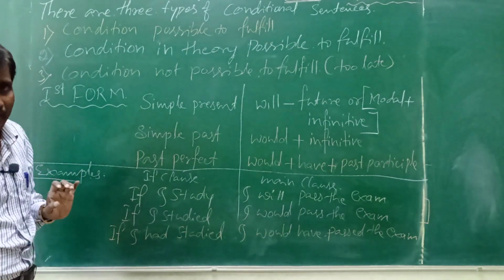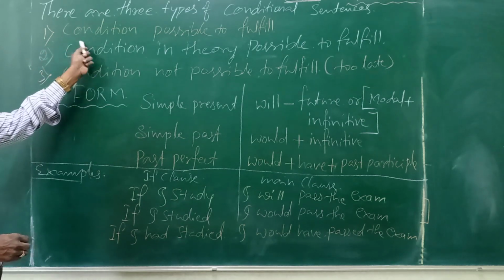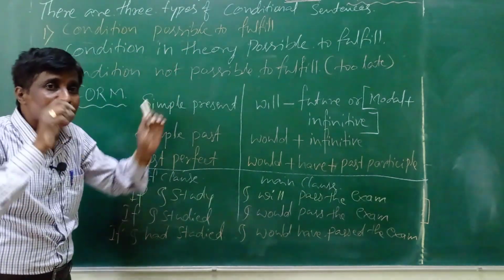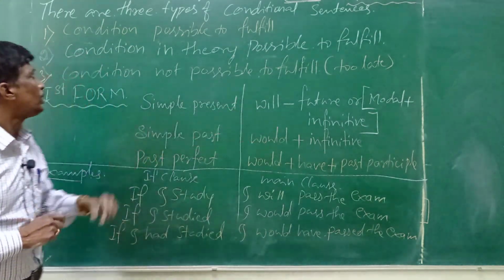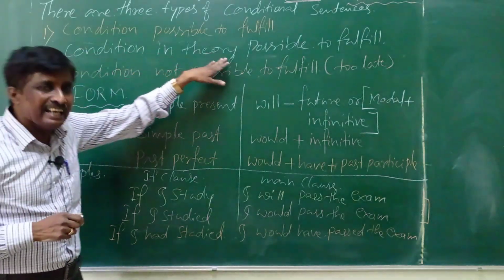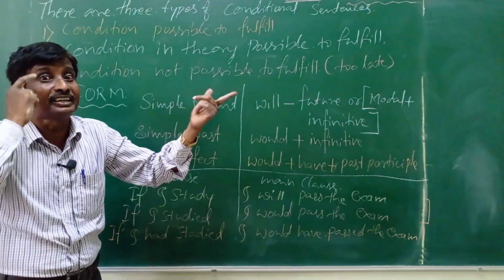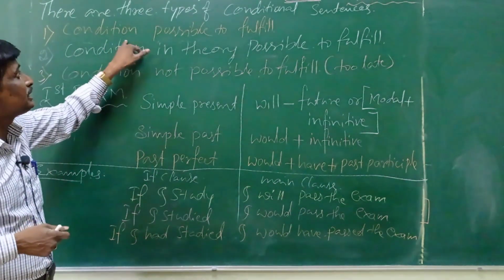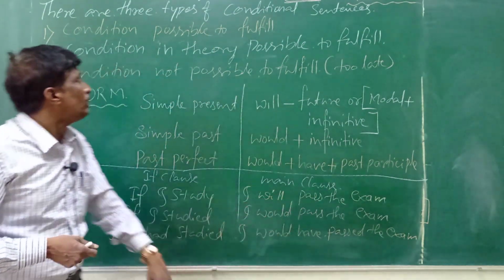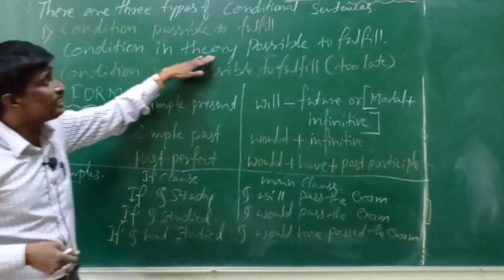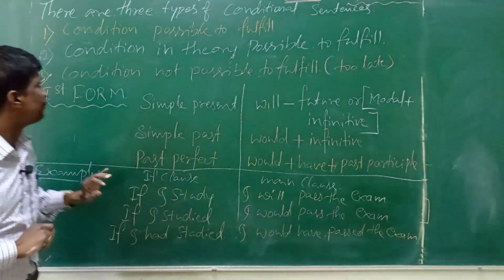Among the three types of conditional sentences, the first condition is possible to fulfill. The second one is a condition that is possible to fulfill in theory only, not in practice. Try to understand, children: a condition possible to fulfill, whether in theory or in practice. Here, the second one is possible in theory, not in practice.